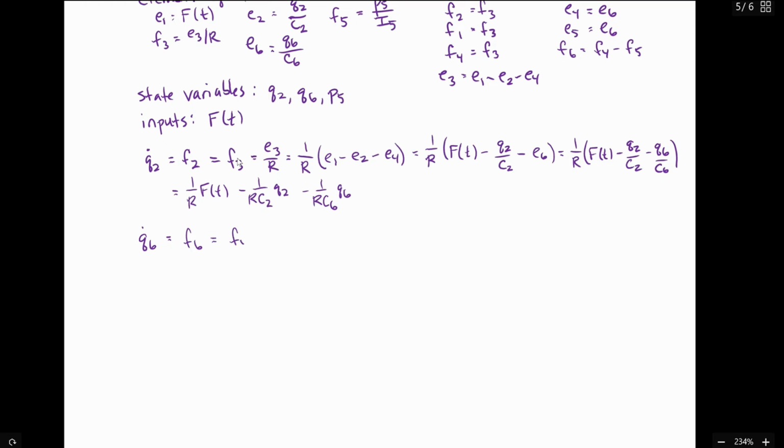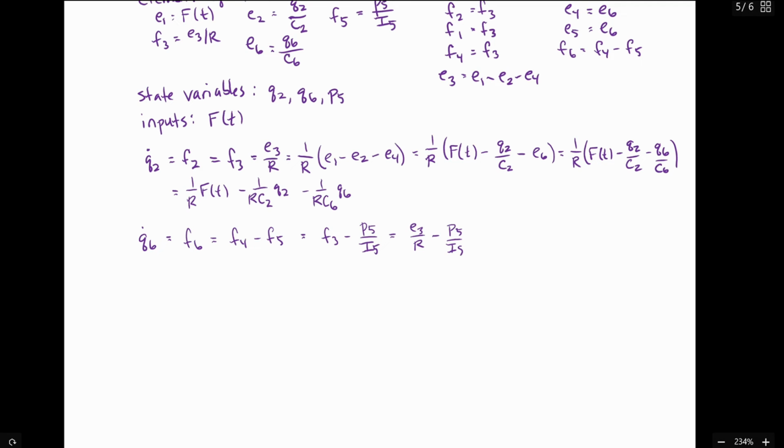So Q6 dot is F6. That's our basic state equation. It's the definition of Q6 dot, or F6. This is equal to F4 minus F5. F4 is equal to F3, and F5 is equal to P5 divided by I5. So F3 is equal to E3 divided by R, and we still have our minus P5 divided by I5 because that term is done being expanded.